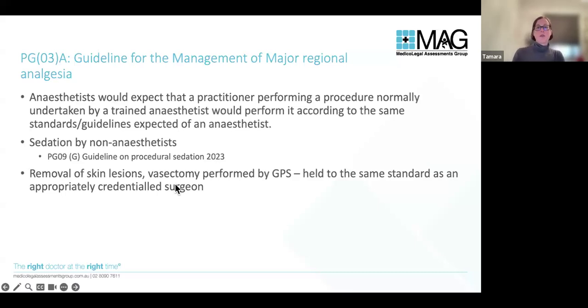To give another example of what I'm talking about being commensurate with another profession, many years ago, lots of GPs did lots of skin lesions. They might even do vasectomies or other procedures. As time went on, not only did it become financially not viable for them to be set up to do that sort of work, but medically, they're being held to the same standard as an appropriately credentialed surgeon, such as a plastic reconstructive surgeon, urologist, etc.